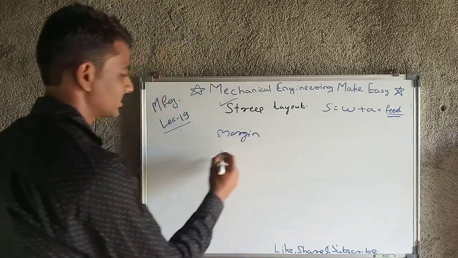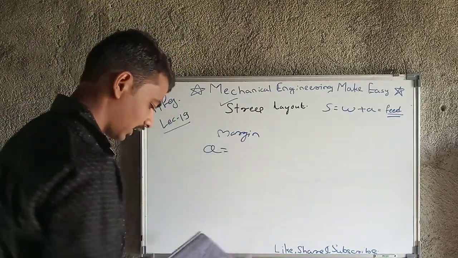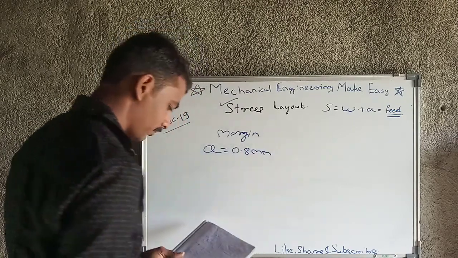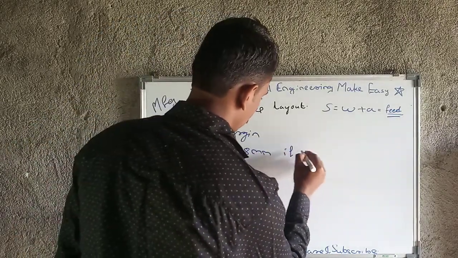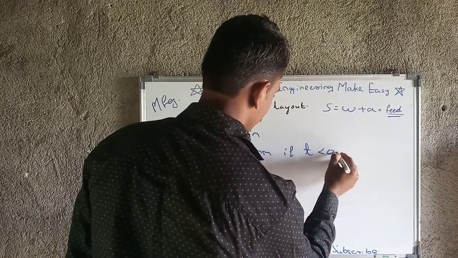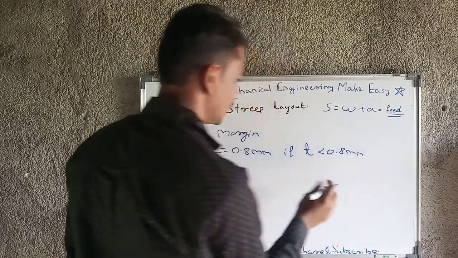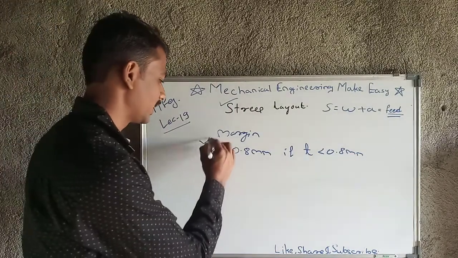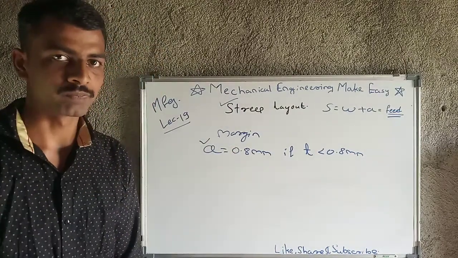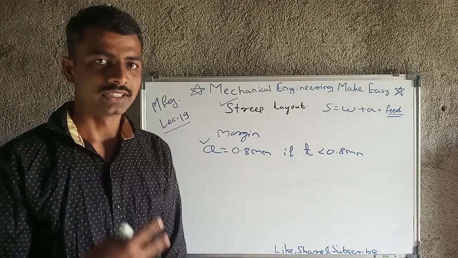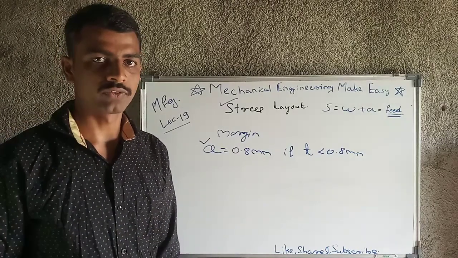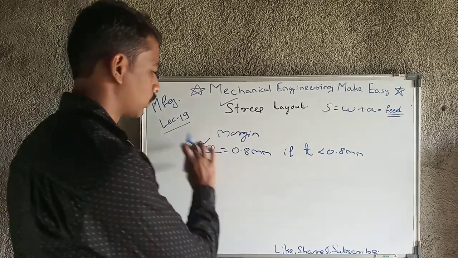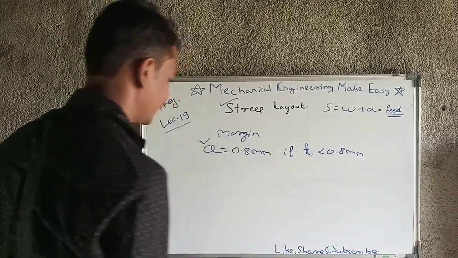a is the margin, so a will be equal to 0.8 mm if the thickness is less than 0.8 mm. If the thickness of the sheet is less than 0.8 mm, then ultimately the margin a will have a value of 0.8 mm. Less than 0.8 mm means there may be any value, 0.1 mm, 0.5 mm, 0.6 mm, etc. So for that we have to take a margin of 0.8 mm.